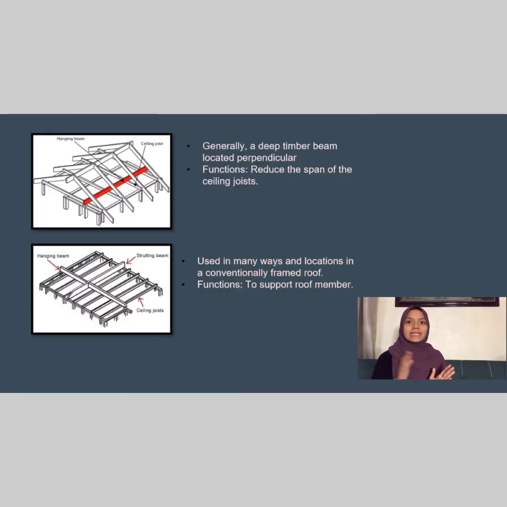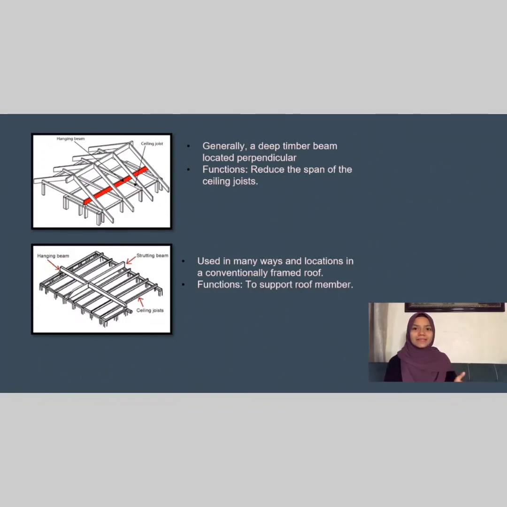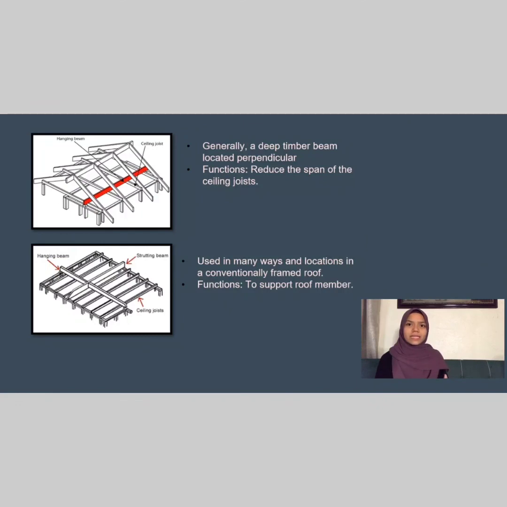So this is the example type of timber roof beam. The picture on top is a hanging beam, and the picture below shows the hanging beam and strutting beam. A hanging beam is generally a deep timber beam located perpendicular at 19 degrees, and its function is to reduce the span of ceiling joists. Next, the strutting beam is used in many ways and locations in a conventionally framed roof. Its function is to support the roof members.